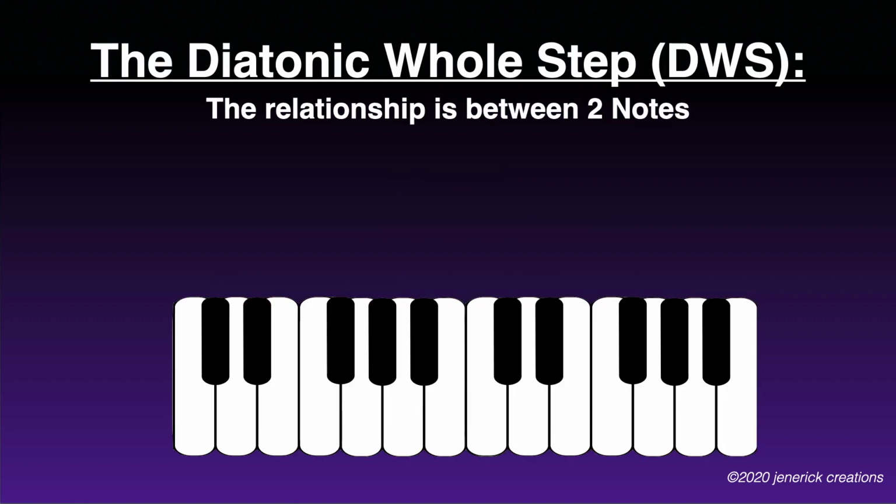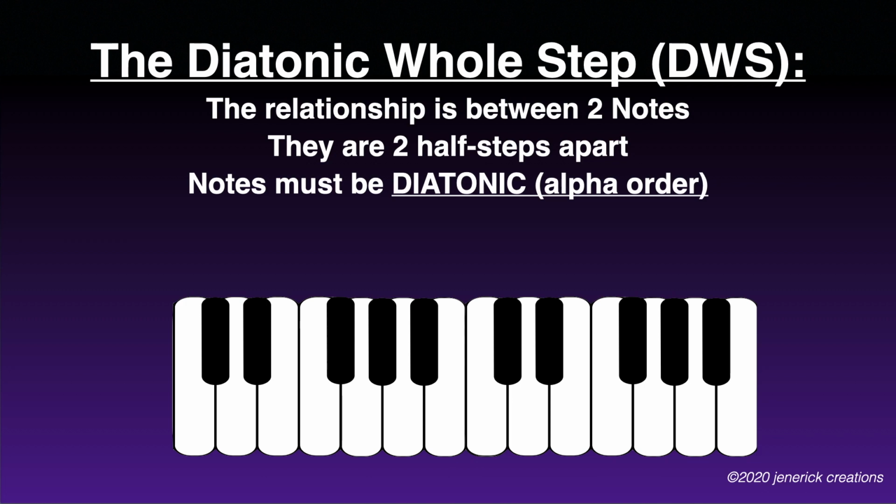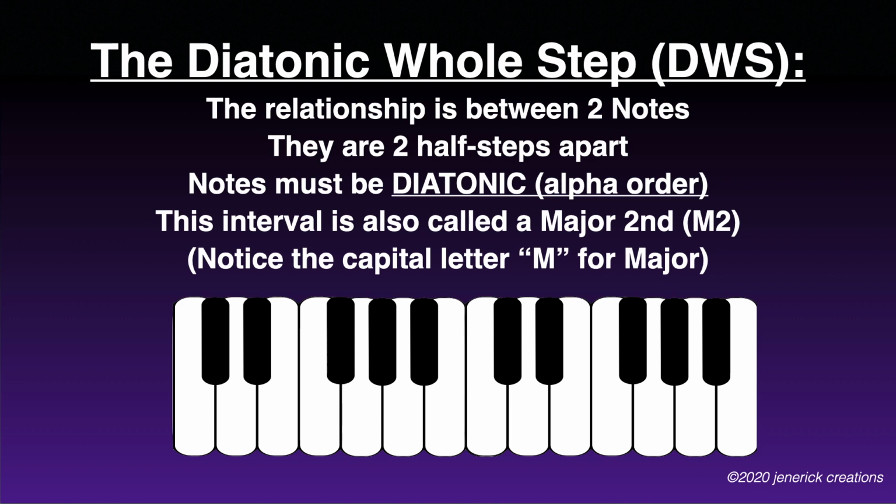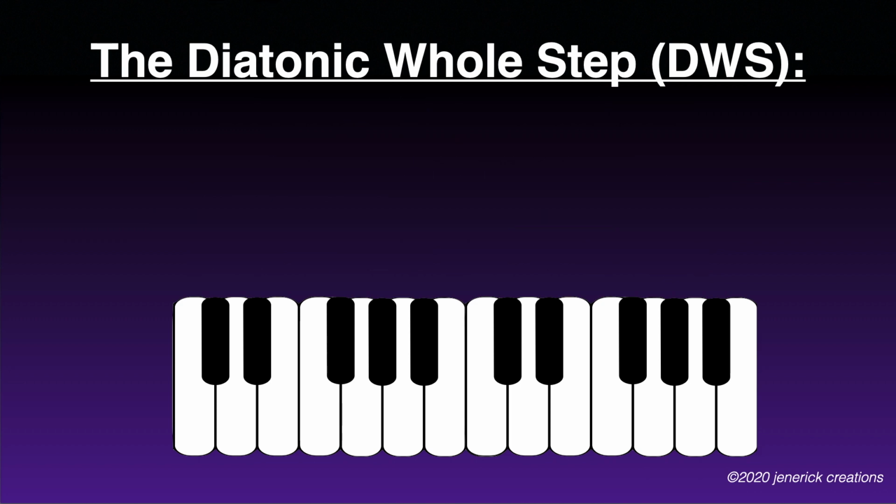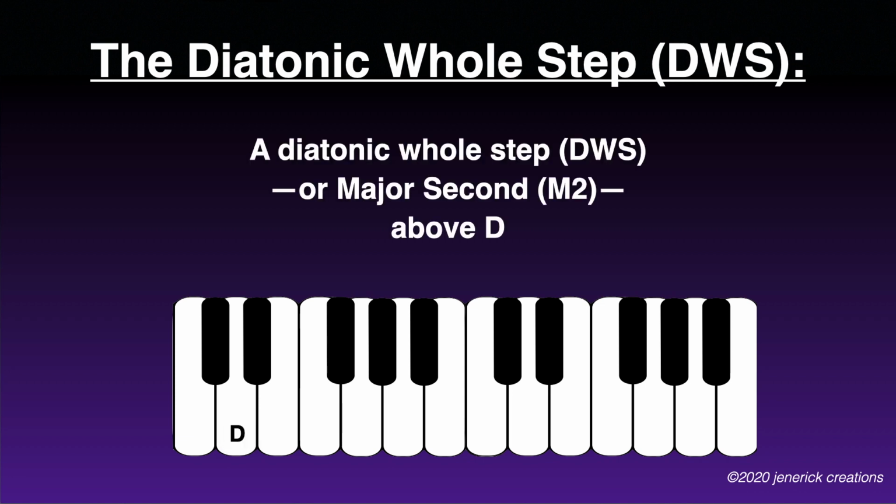If you remember, the term diatonic whole step represents the relationship between two notes that are two half steps apart. The notes must be diatonic in alphabetical order, and the interval is also called a major second. Notice the capital letter M for major. A diatonic whole step or major second above D would be, so there are our two half steps, which would get us to the note E.